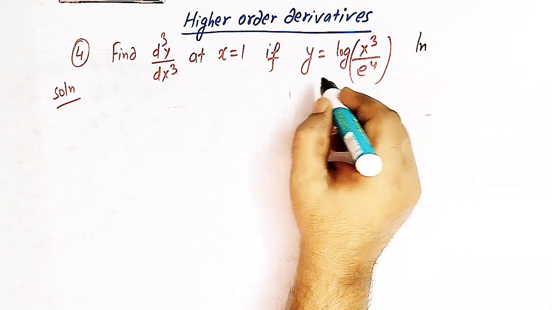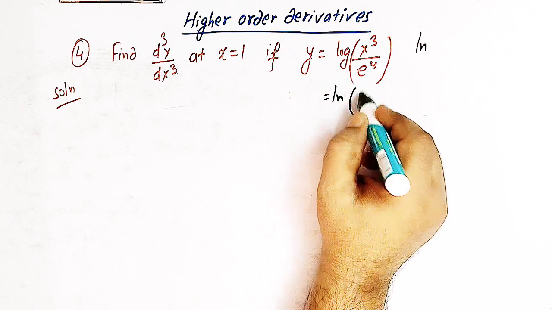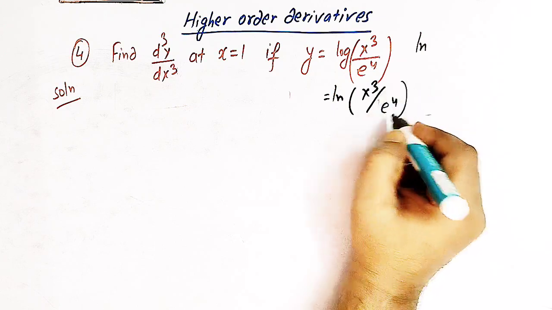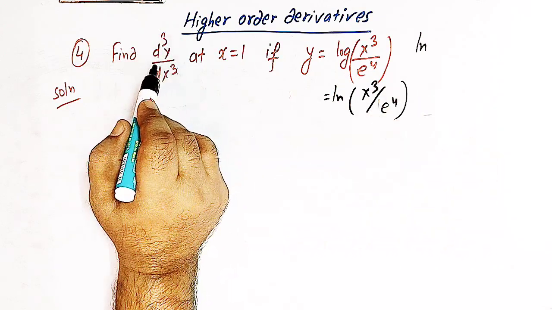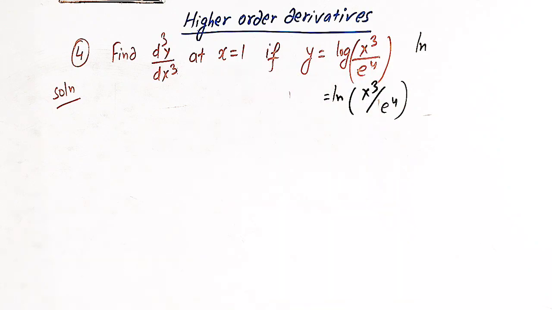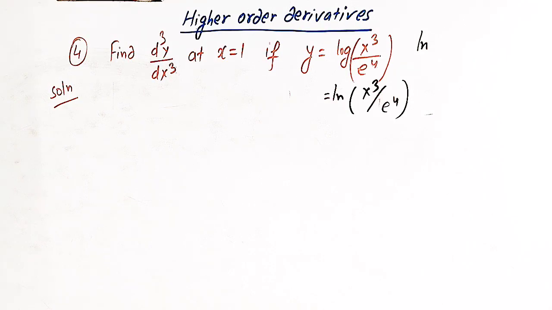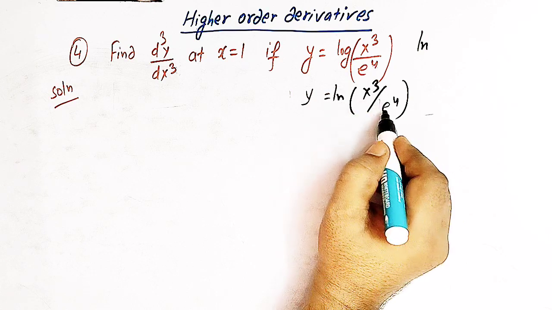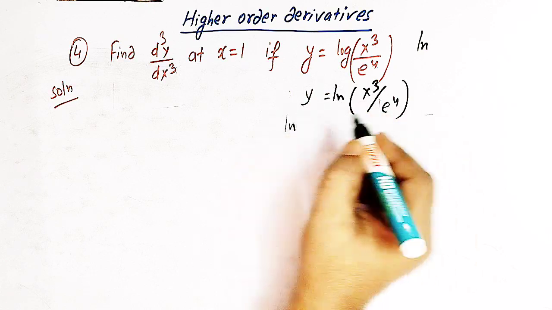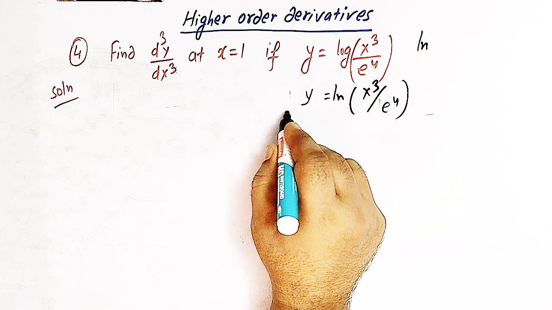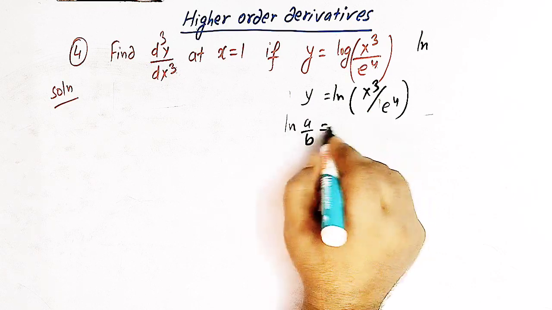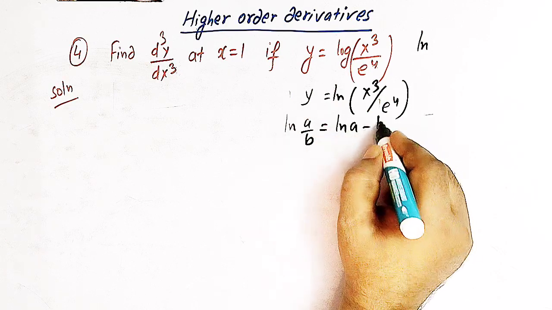Right. So we can also write this relation as ln of x cube over e raised to 4. So first we have to find the third derivative of y with respect to x, and then we'll take x is equal to 1. So now we have y is equal to natural log of x cube over e raised to 4. So here we can make use of this property of log, that is log of a over b is log of a minus log of b.